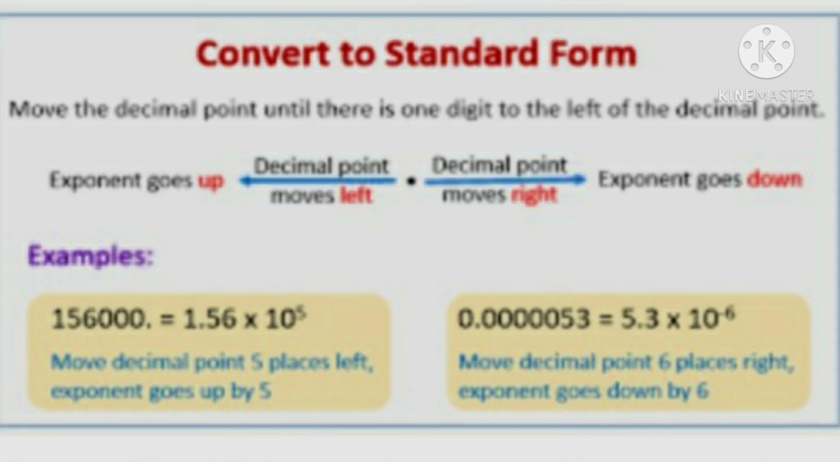Now, to convert a number to its standard form, the first step is to move the decimal point until there is one digit to the left, or it remains a single digit before the decimal point. The exponent goes up as the decimal point moves left, whereas when the decimal point moves to the right, the exponent goes down. The following examples make it clear.